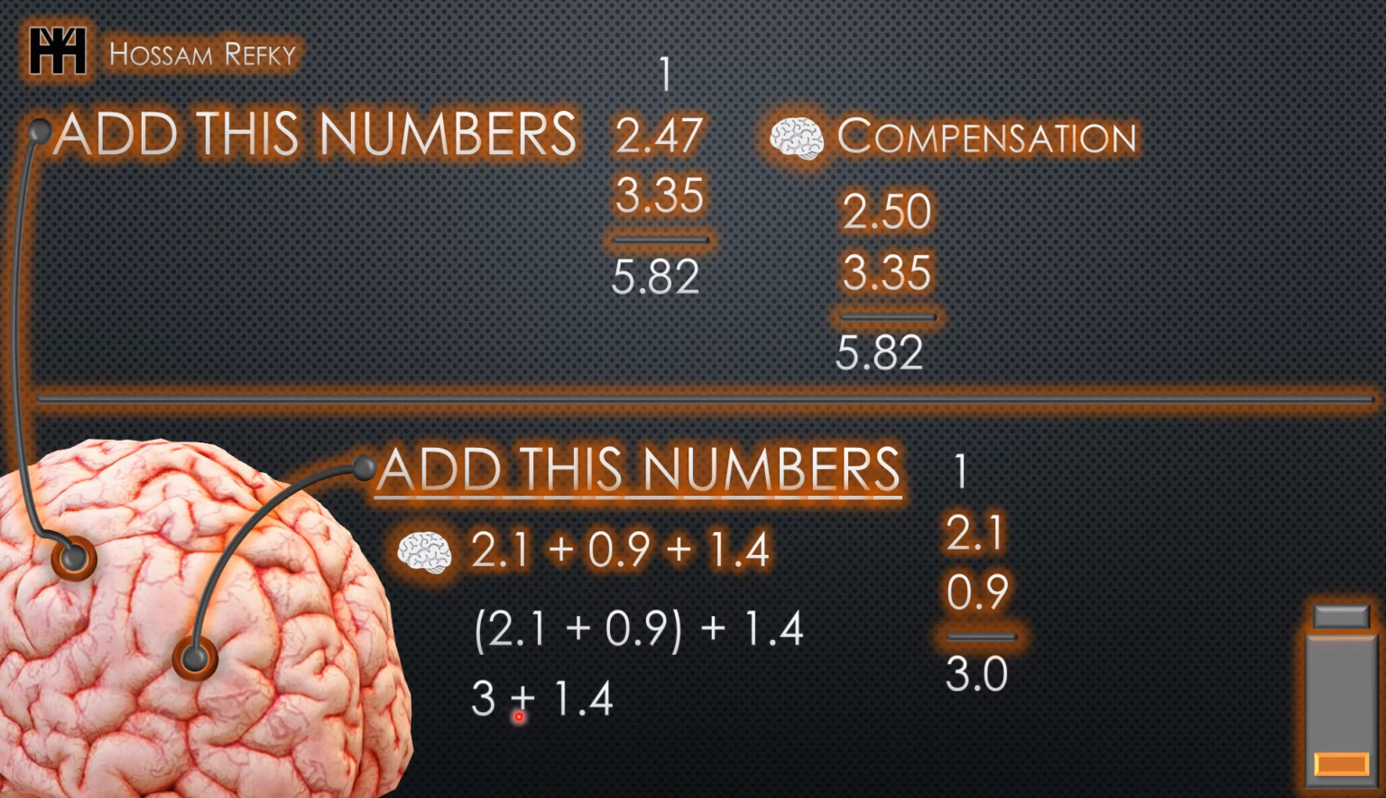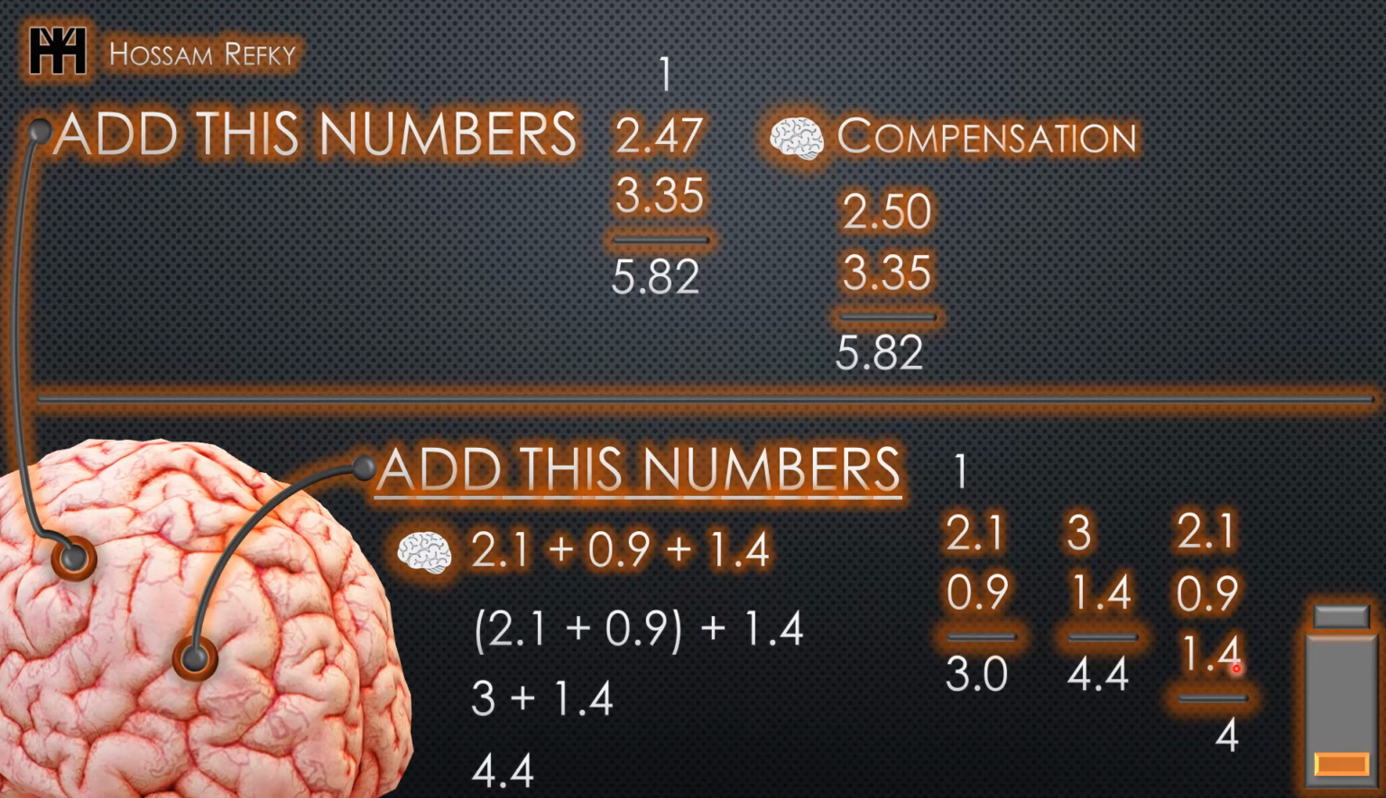Okay, so we still have 3 plus 1.4. It's easy now. 3 plus 1.4. 4, there is nothing above the 4, so it will be 4. Then 3 plus 1 will be 4. So the answer is 4.4. Or of course you can add the three numbers together like that. We have 1 plus 9 plus 4, so it will be 14. There's 4 in here and 1 will go in here. So we have 1 plus 2 plus 0 plus 1, which is 4. But of course the first way is easier.